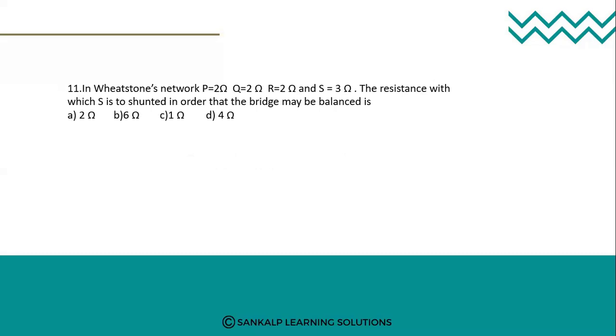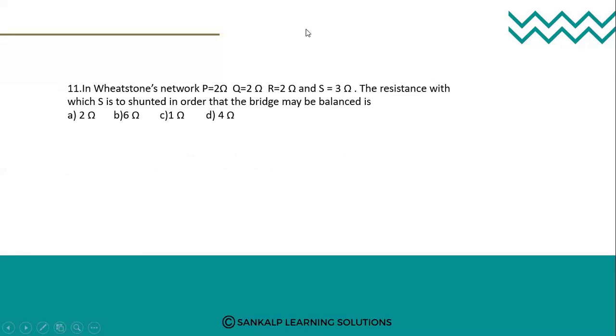See, here it is based on the Wheatstone network. In Wheatstone's network, P is equal to 2 ohm, Q is equal to 2 ohm, R is equal to 2 ohm, S is equal to 3 ohm. The resistance with which S is to be shunted in order that the bridge may be balanced.